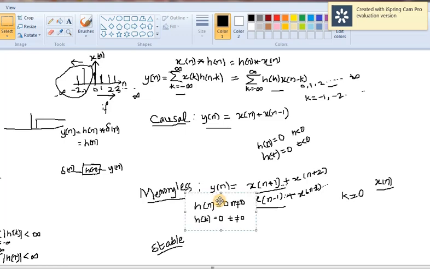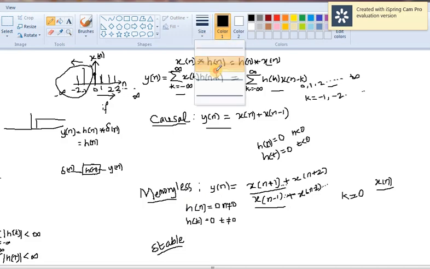Our system will be having the condition as h of n is equal to 0 for n not equal to 0, meaning the signal should be present only at the 0th instance, and it should not be there anywhere else. It is present at only the 0th instant, and it does not have values at other instants on the left side or even on the right side.